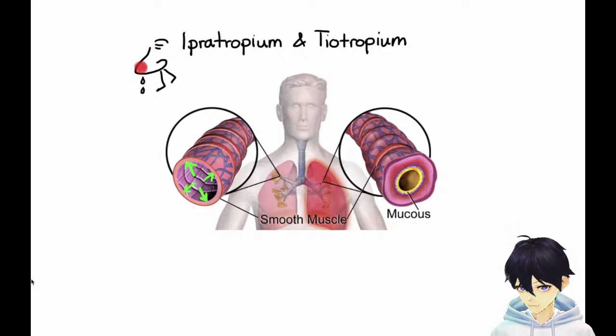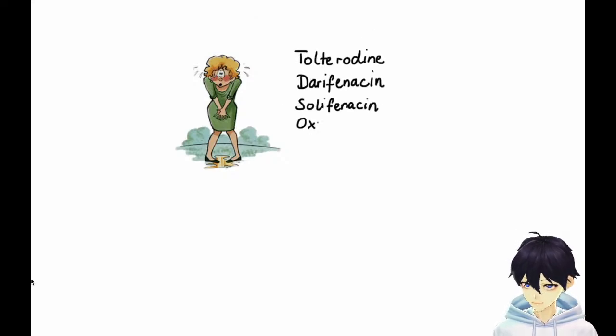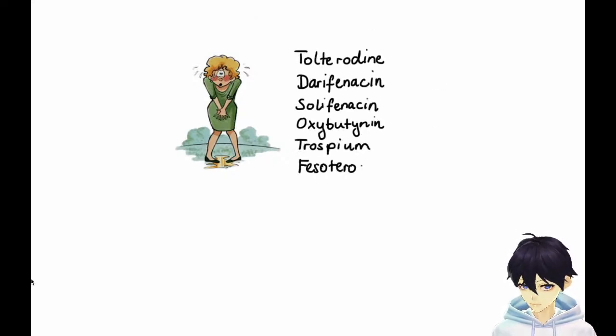Tiotropium is a long-acting agent that is dosed once daily, while ipratropium is a short-acting agent that typically requires up to 4 times daily dosing. Other medications that belong to this group are used for treatment of overactive bladder. These include tolterodine, darifenacin, solifenacin, oxybutynin, trospium, and fesoterodine. These agents have varying selectivity for the M3 receptor, which is the main receptor involved in bladder function. However, the overall efficacy among all of these is very similar.